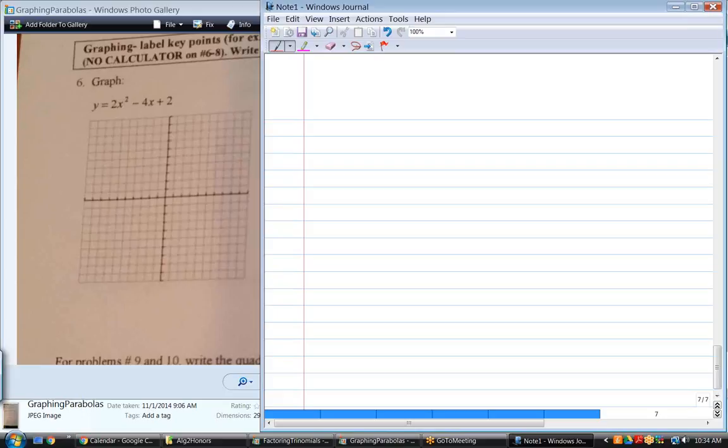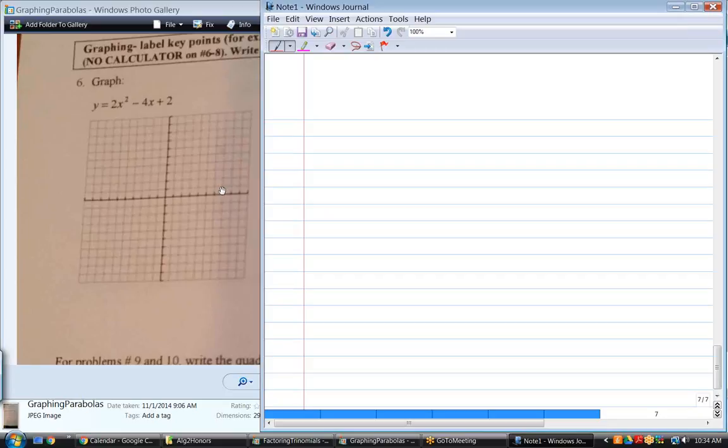The other way is to immediately figure out the vertex by using minus b over 2a. That'll give you the vertex, and then you can go from there to figure out the x-intercepts. Let's plan on factoring these for x-intercepts, and the vertex if we have x-intercepts. Don't always have x-intercepts, in which case you're going to use the y-intercept. But you always have a vertex.